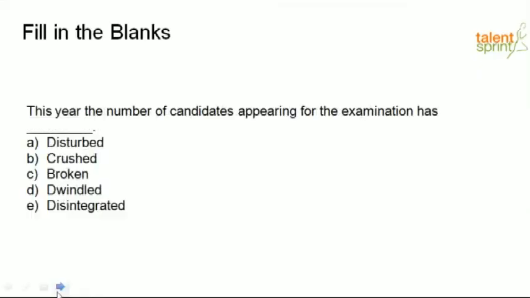This year, the number of candidates appearing for the examination has dash. So the options that we have are disturbed, crushed, broken, dwindled, disintegrated. So keep in mind, here we are talking about what's highlighted. I'll give you the clue. The key word in the context is the number. We're talking about the numbers here, right? So this year, the number of candidates appearing for the examination has, what do you think would be the option?